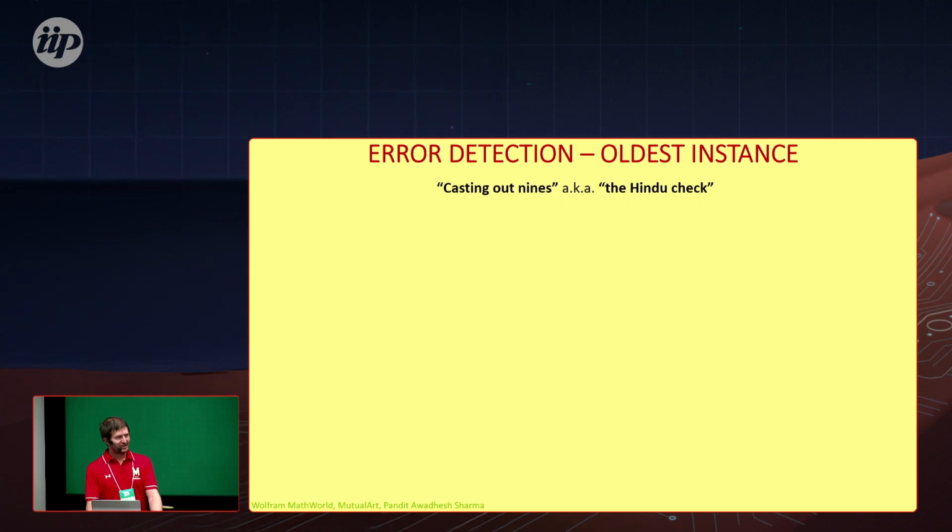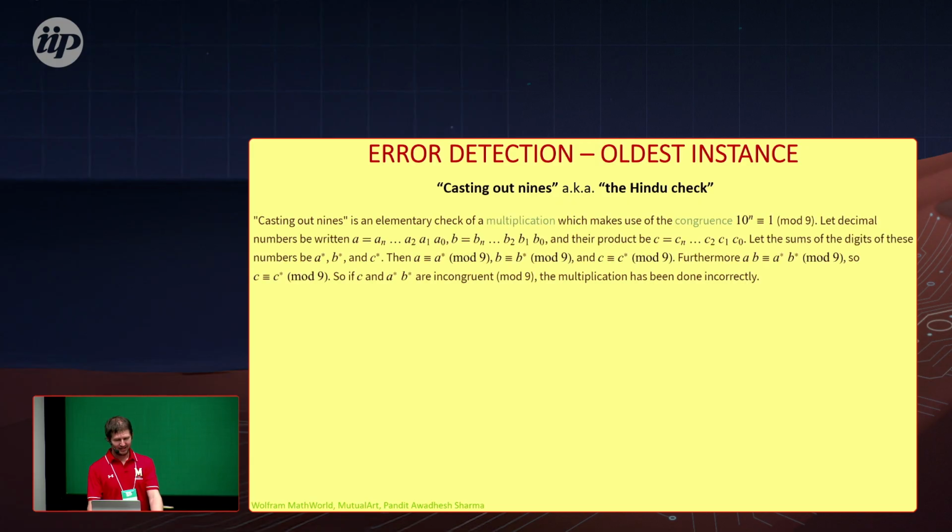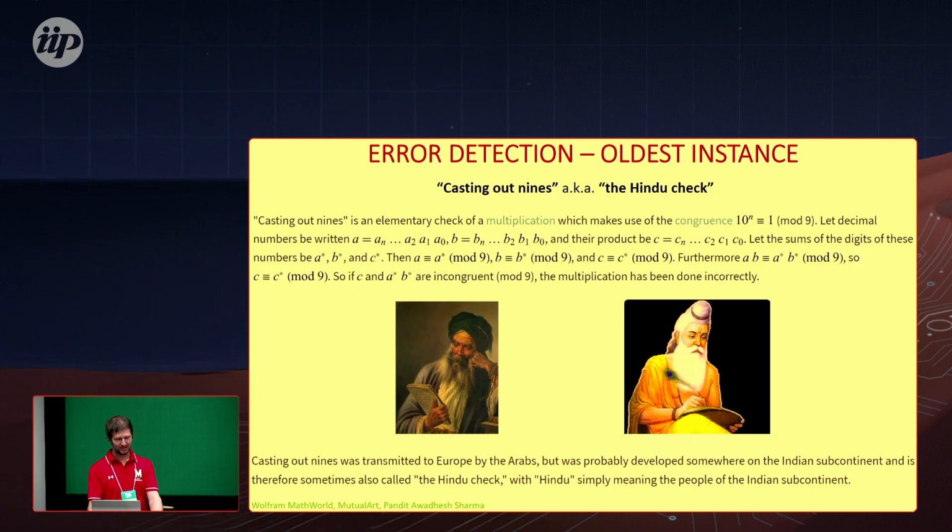The oldest instance of error detection that I'm aware of is called casting out nines, which is a way to detect errors in multiplication of numbers. Again, the only reason this slide is here is that, in the spirit of the session, I want to put up pictures of really old people. Apparently this was initially an Arabic procedure, and then it got translated to India. And this is, to my knowledge, the oldest instance of error detection for classical codes, of course, multiplication.